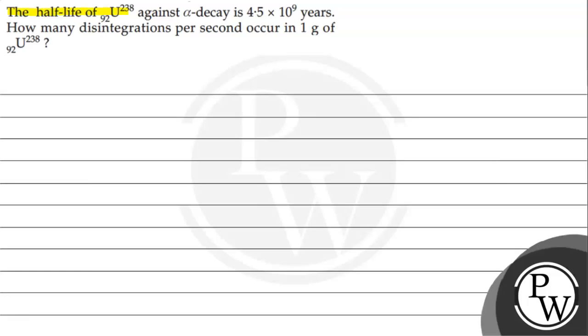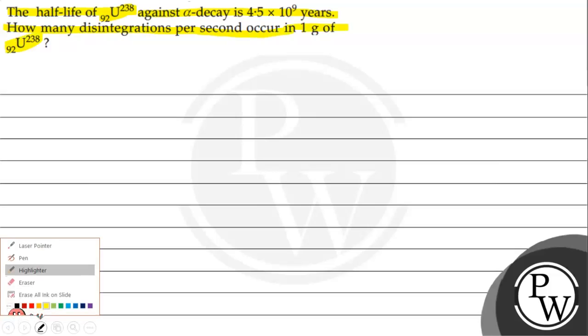The question says the half-life of uranium having mass number 238 and atomic number 92 against alpha decay is 4.5 × 10^9 years. How many disintegrations per second occur in 1 gram of uranium-238 (92)?